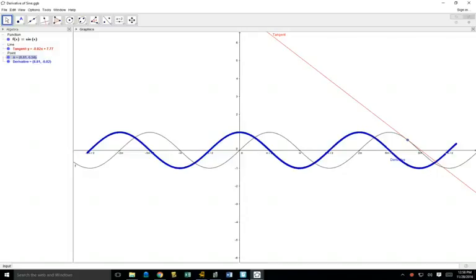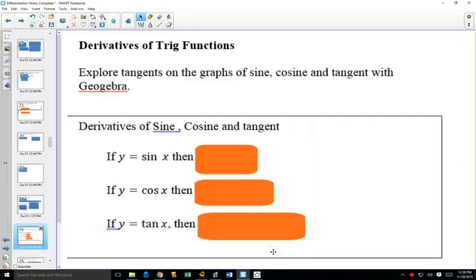That blue graph is the graph of all of those slopes, and we put all of those slopes together. It seems to look like a graph that we know. What is that blue graph? Cos. And so the derivative of sine is cos. What do you think the derivative of cos is going to be? All right, we'll check it out.